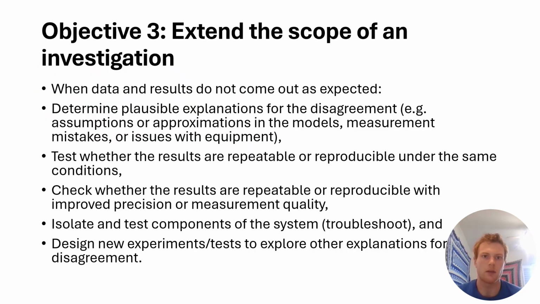So the third objective is extending the scope of an investigation. When our data and results do not come out as expected, determining plausible explanations for the disagreement, testing whether the results are repeatable or reproducible, checking whether results are repeatable with improved precision, isolating and testing components of the system, and designing new experiments to test.